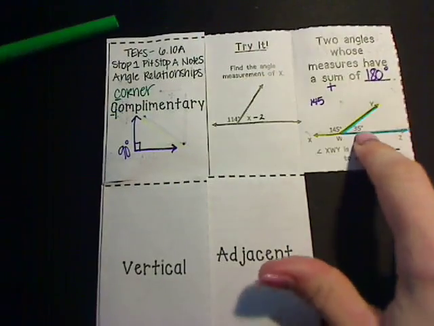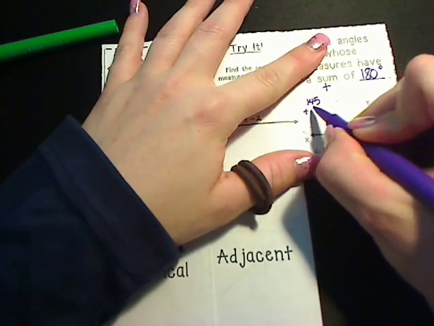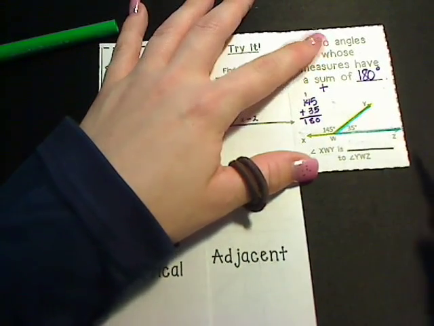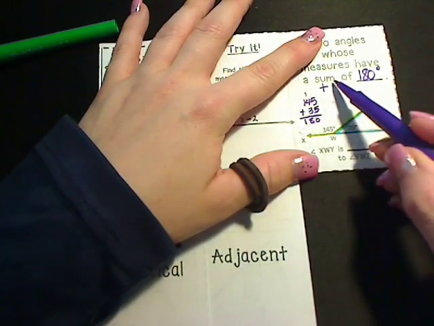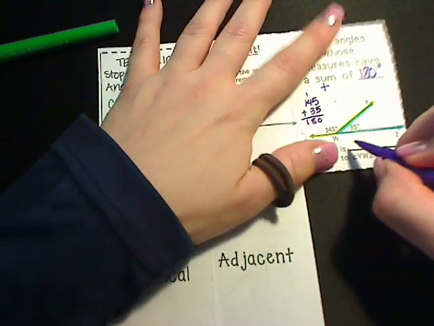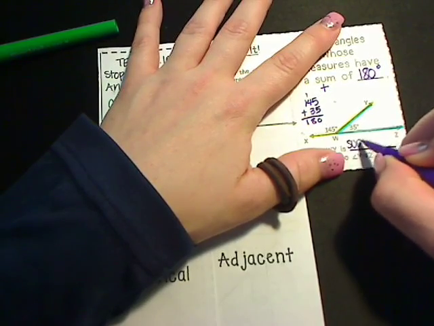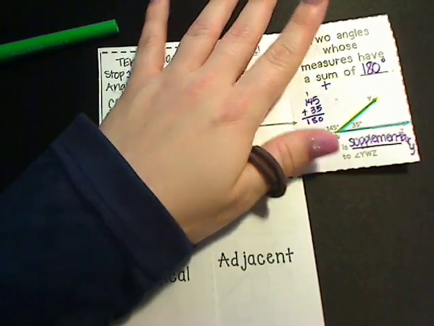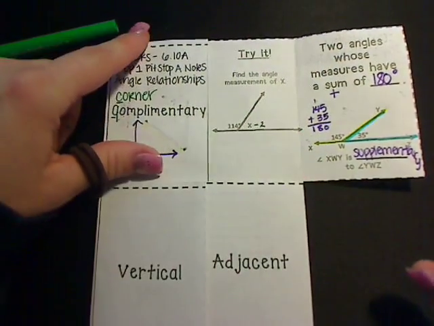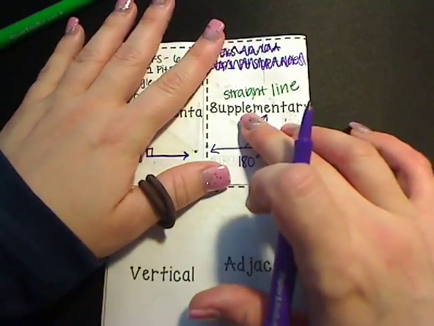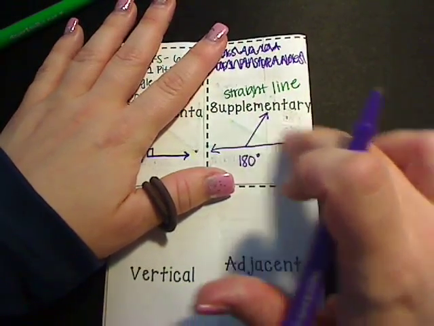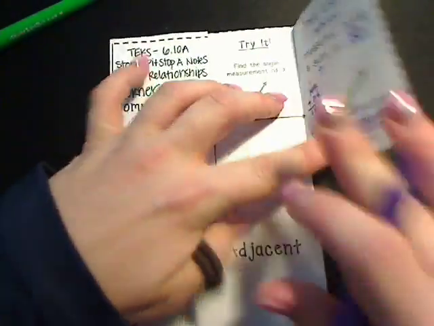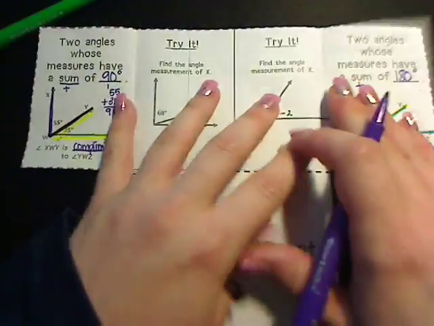YWZ, that's 35 degrees. If I add those together, I get 180. So since they add together, they have a sum of 180. That makes those two angles supplementary. Okay, it makes those two angles supplementary. So remember, supplementary makes a straight line. Both start with an S. And that needs to equal 180 degrees.